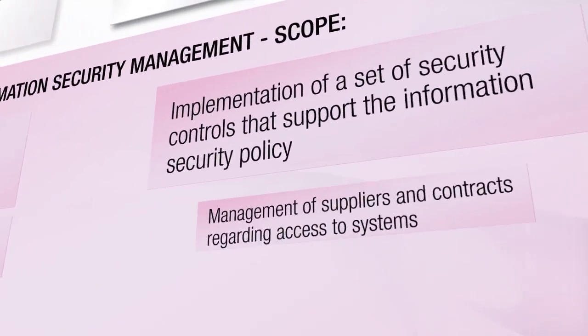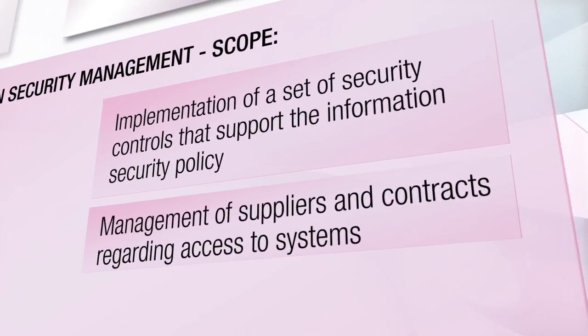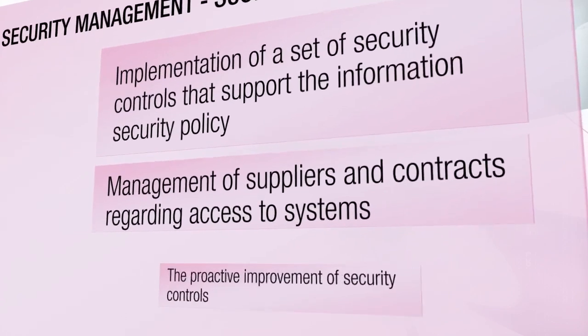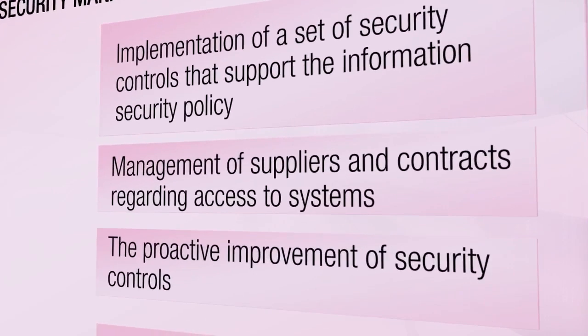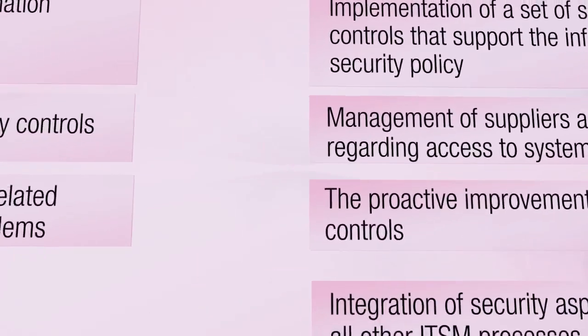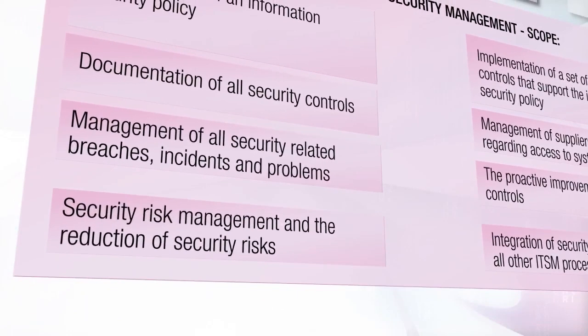The process should manage any supplier's access to systems and services and any associated contracts in conjunction with supplier management, as well as managing all security breaches, incidents, and problems associated with all systems and services. There should also be a proactive improvement of security controls and security risk management and the reduction of security risks which involve integrating security aspects within all other IT service management processes.